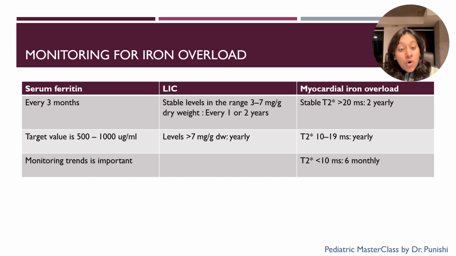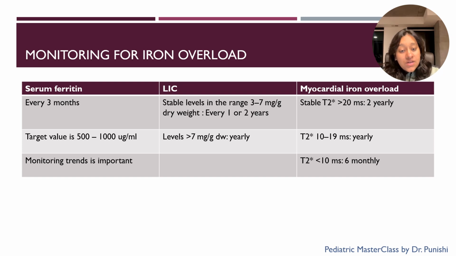One last thing, how do you monitor for iron overload? So like we saw with the diagnosis, we can use serum ferritin, the liver iron concentration, and the myocardial iron concentration. Serum ferritin ideally needs to be done every 3 months. You need to maintain a target of around 500 to 1000 nanogram per ml, and it's always important to monitor trends of serum ferritin rather than one absolute value. So you need to see if the ferritin is falling, increasing, or staying in the same range, and accordingly your decision of titrating the doses of iron chelators is going to play an important role here.